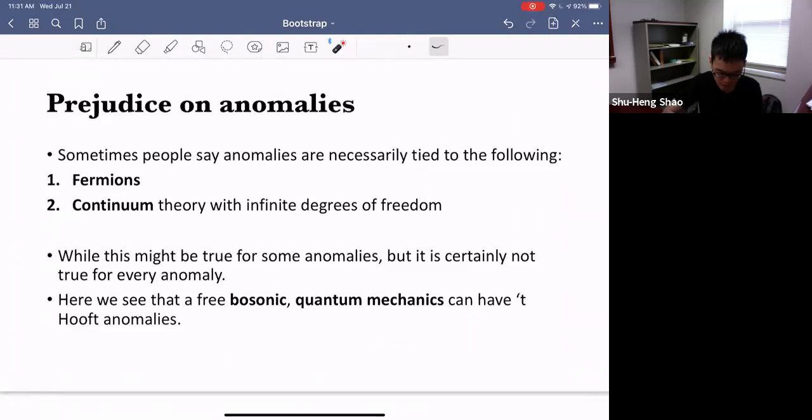Based on this example, let's make some comments about some common prejudice of anomalies. We often hear people saying that anomalies are necessarily tied to the following. First, there have to be fermions. That was the way that anomalies were first discovered in high energy physics. Second, people usually say anomalies are necessarily tied to the fact that we have infinite degrees of freedom in the continuum theory. While this characterization might be true for some anomalies, it's certainly not true for every anomaly. As we have seen, a free trivial bosonic quantum mechanics, namely a single qubit, can have 't Hooft anomalies.